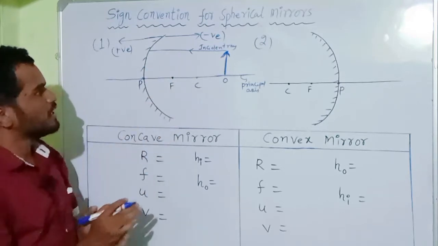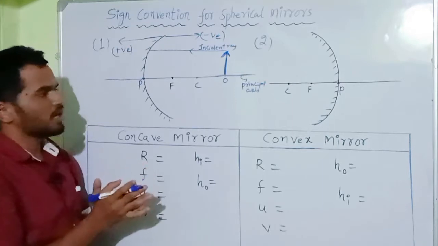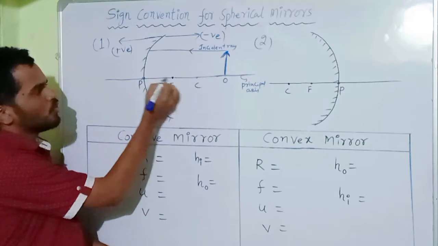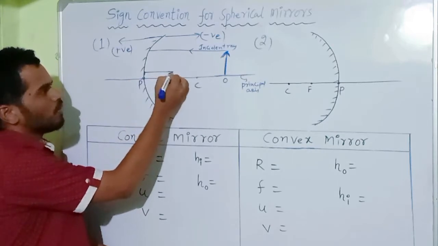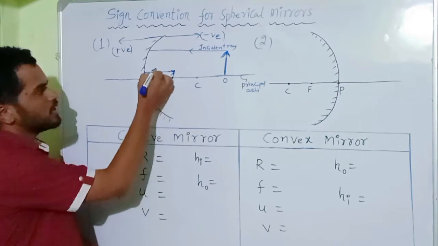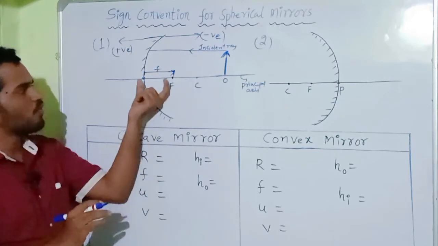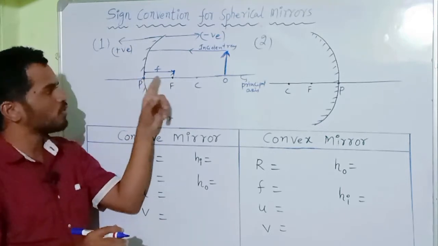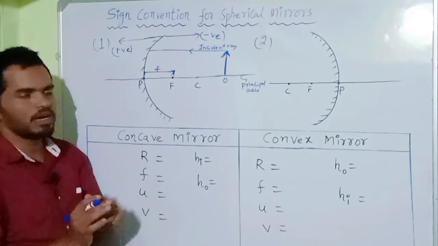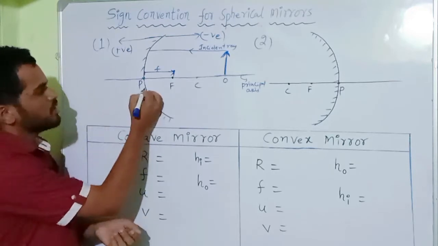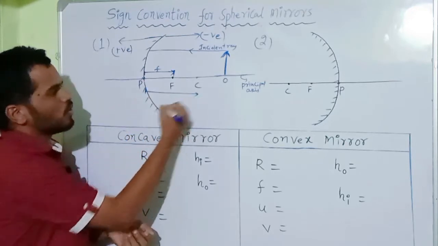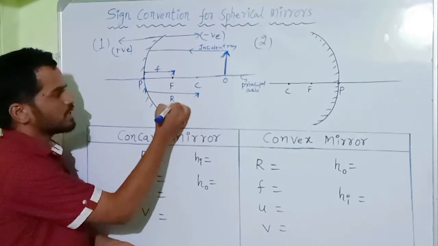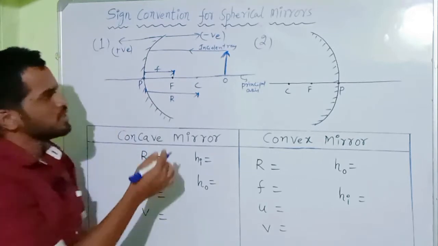So observe here, let us take some terms. We already discussed in the previous video that the distance from pole to focus is called the focal length. Now observe here, the distance from pole to center of curvature is the radius of curvature.